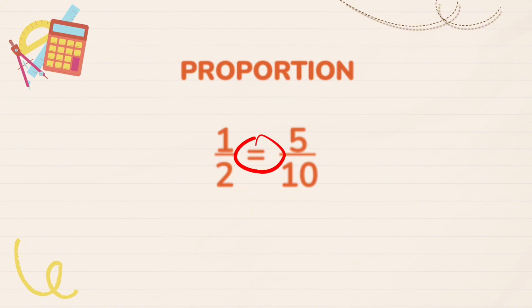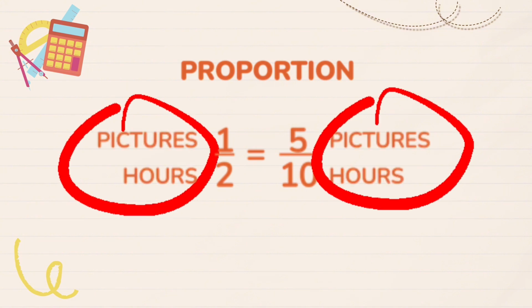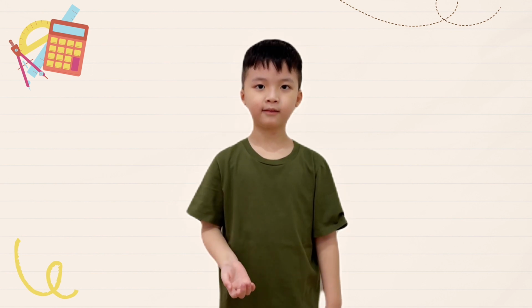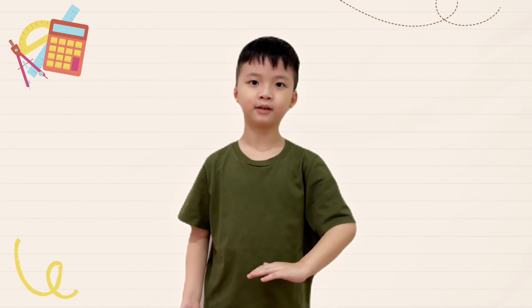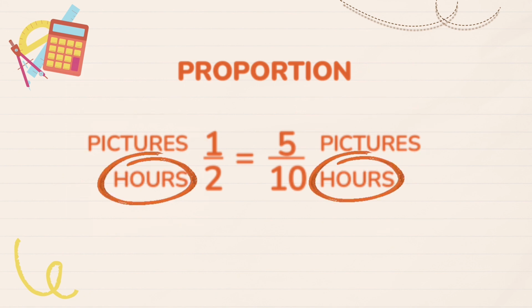Oh, and one thing that's really important to remember. In order for 2 ratios to be equivalent, they not only have to have the same value, they also have to have the same units. That is, they have to be representing the same thing on the top and bottom. Let me show you what I mean. This is a proportion because the top numbers both refer to pictures and the bottom numbers both refer to hours.